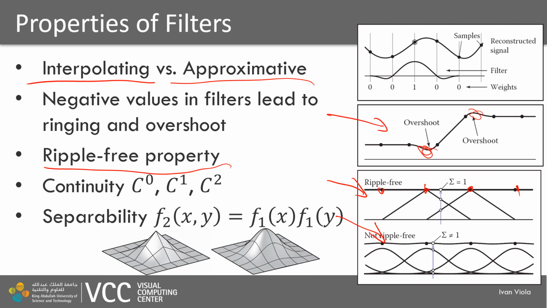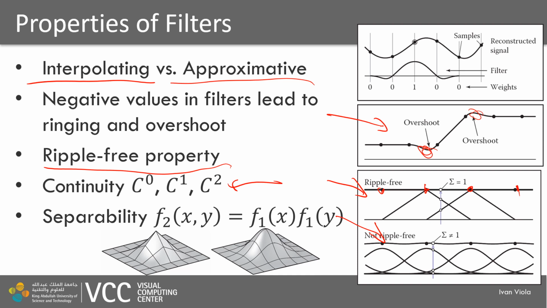Then we can talk about the continuity of these filters, which is C0, C1, and C2. C0 means that the function is continuous, but the first order derivative is already discontinuous. C1 means that the continuity is extended also to the first order derivative, and the C2 property means that the continuity is even extended to the second order derivative.